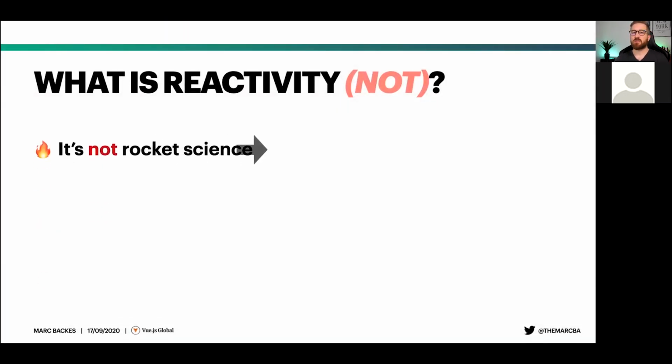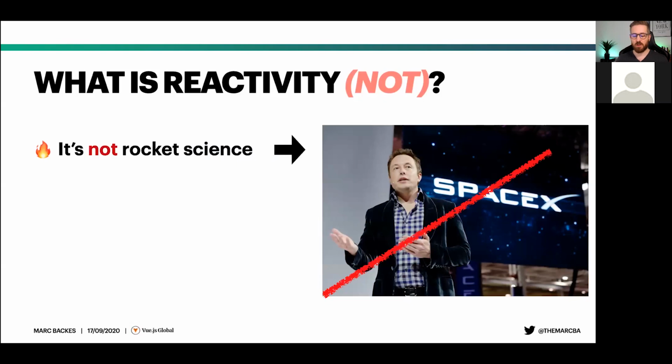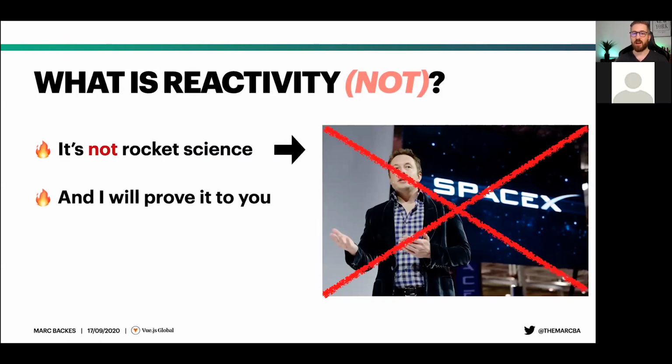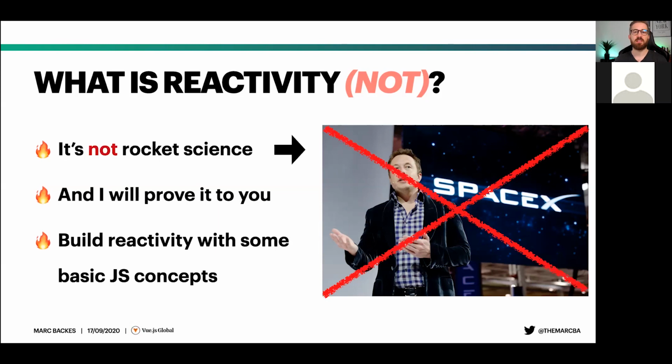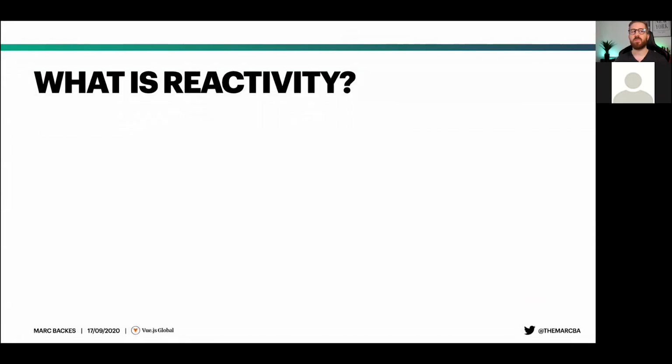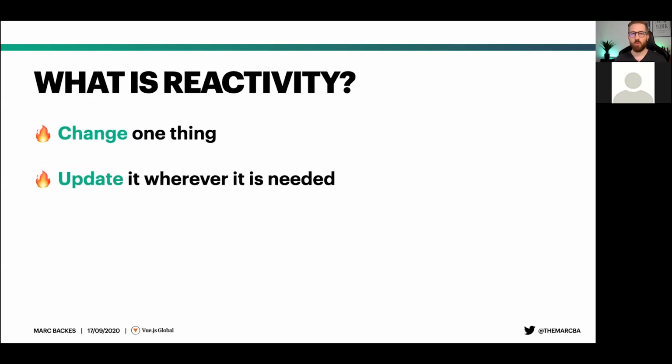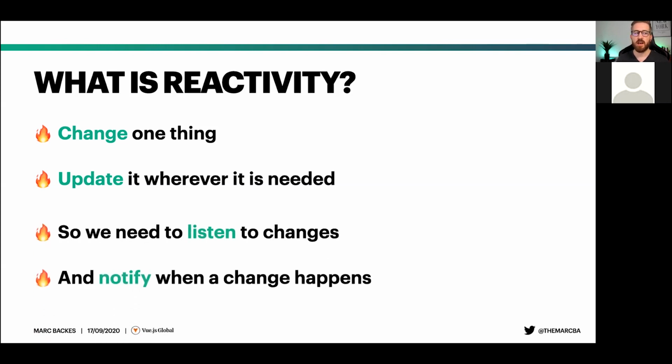So yeah, what is reactivity not? It's not magic, and it's certainly also not rocket science. And I will prove that to you because we are going to implement our own little, simplified version of reactivity. So to start, what is reactivity in itself? Basically, you change one thing and then it updates wherever it's needed. So what we need to do is listen to changes and notify when changes are happening. This is called the observer pattern, which is implemented in Vue.js.